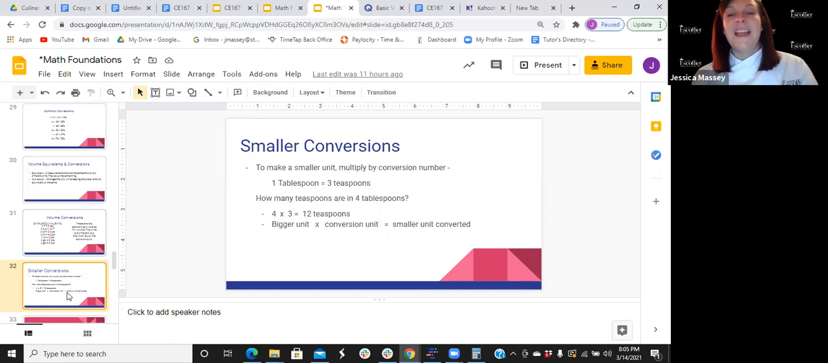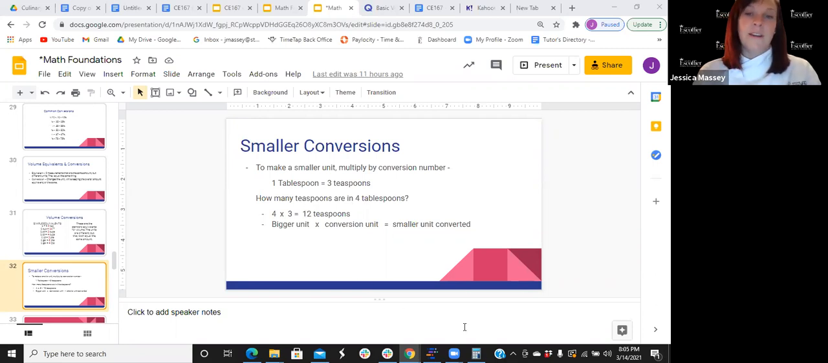So to get to a smaller unit, you multiply by the conversion factor. Take 1 tablespoon equals 3 teaspoons. How many teaspoons are in 4 tablespoons? You take your 4 tablespoons and multiply it by your 3 teaspoons, because for each one of these 4 tablespoons, you have 3 teaspoons in it. So you take your 4 and times it by 3.